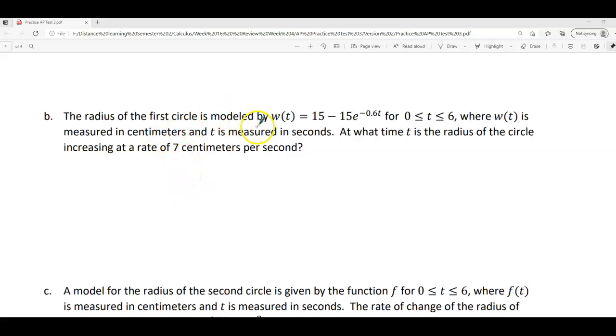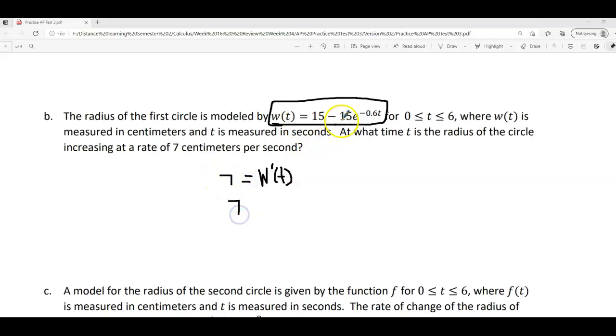The radius of the first circle is modeled by this. So this is an equation that tells you the radius of the first circle. Now, on the time period from 0 to 6, W(t) is measured in centimeters, and t is measured in seconds. At what time t is the radius of the circle increasing at a rate of 7 centimeters per second? In other words, if W(t) tells you how big the radius is, then W prime tells you how fast it's changing. And they want to know, when does that derivative equal 7?